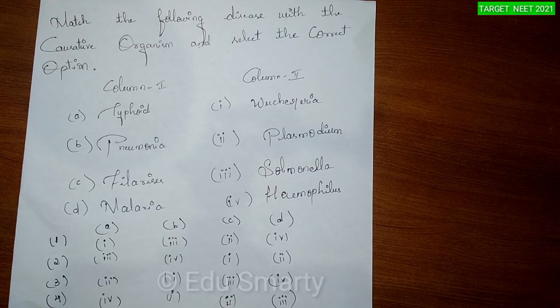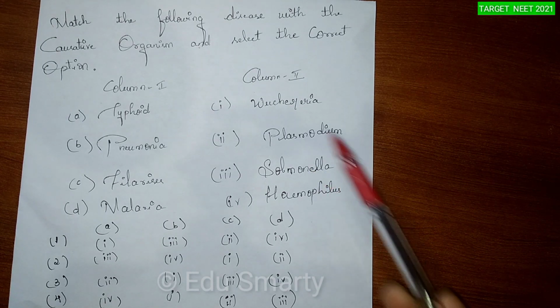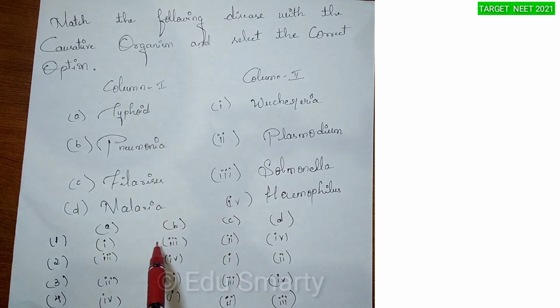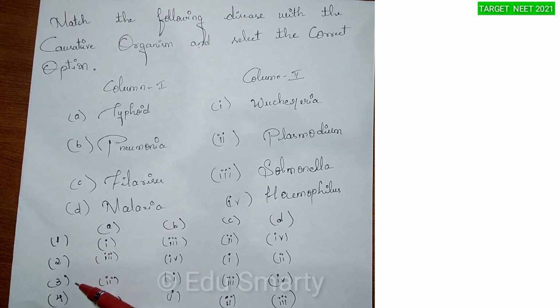Next question. Match the following disease with the causative organism and select the correct option. In column 1, they have given some diseases. In column 2, they have given the organisms that cause these diseases, but we need to match the organisms which cause these diseases in column A. Also they have given the options to choose from: option 1, 2, 3, 4.